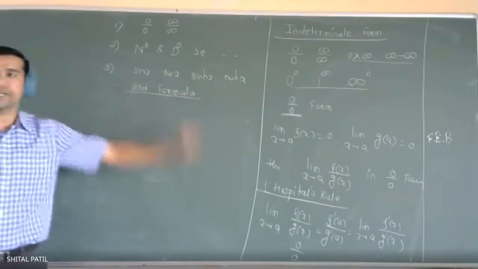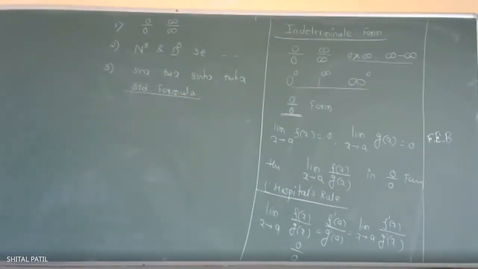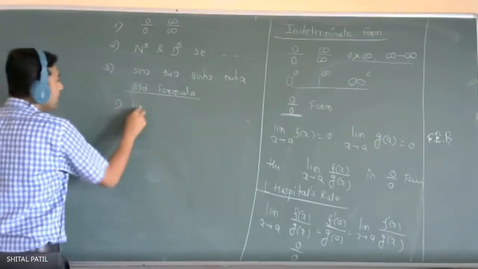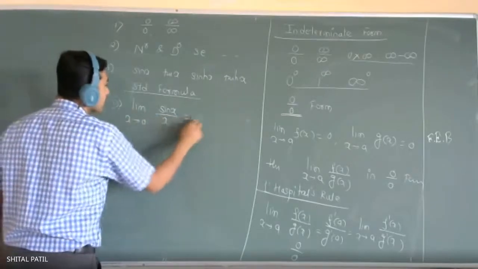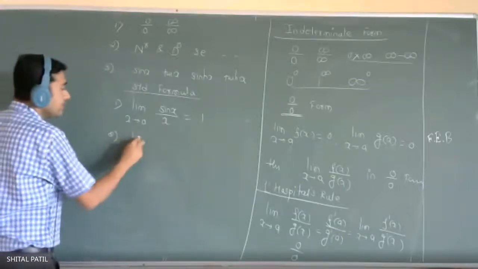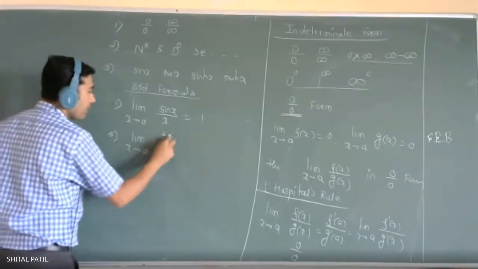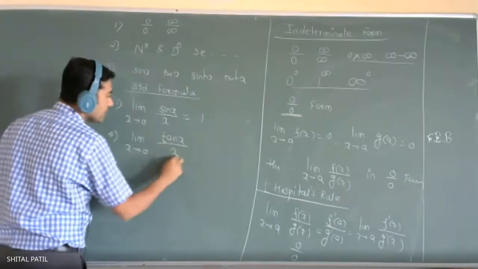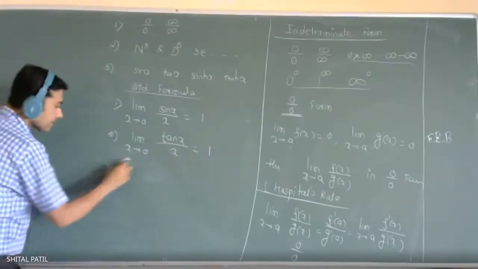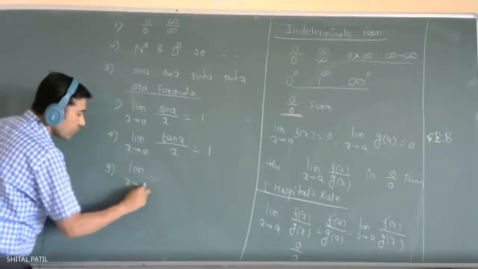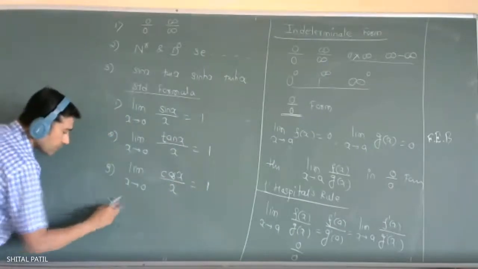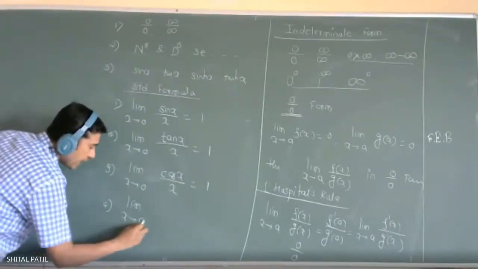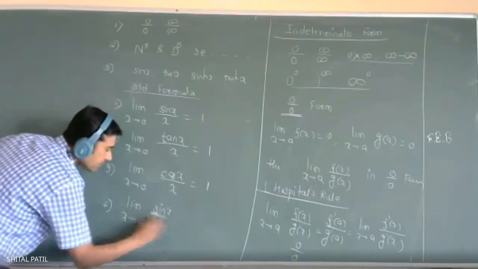That is the standard formulas of limits. Again, it is revision. They are very well known to you. One, limit x tends to 0, sin x by x equals 1. Two, limit x tends to 0, tan x by x equals 1. Three, limit x tends to 0, cos x by x equals 1. Four, limit x tends to a, sin x divided by x equals 1.